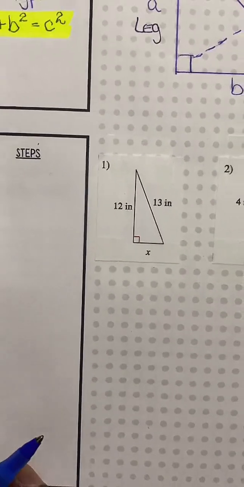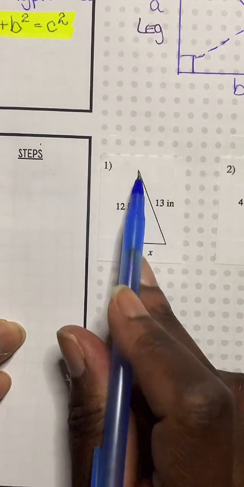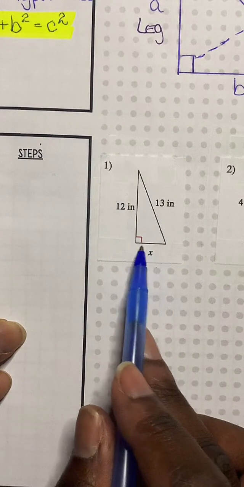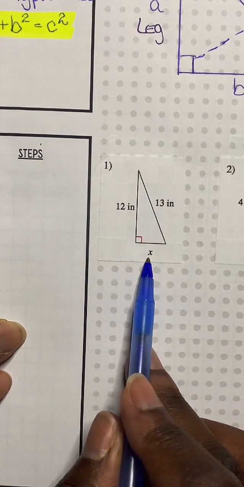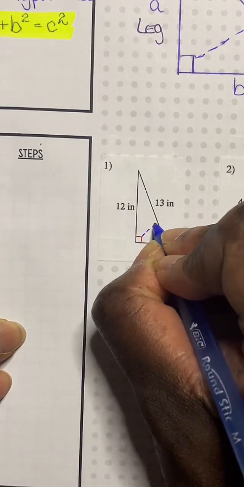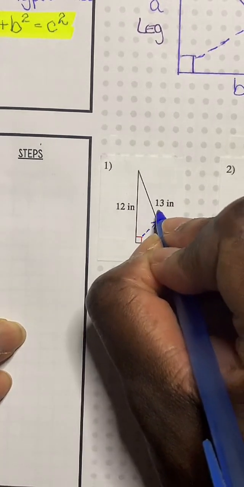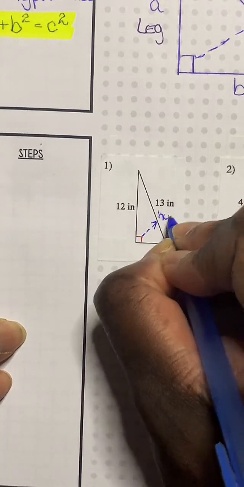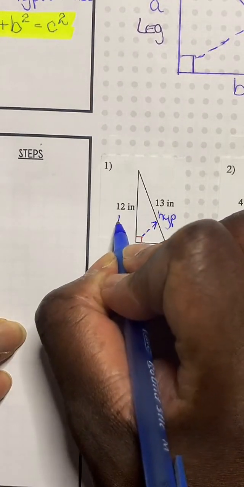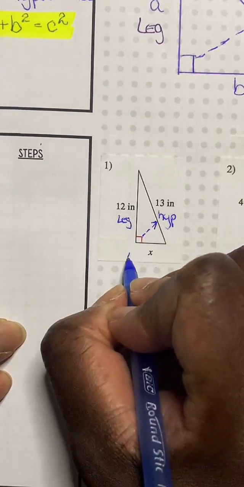So the first thing that we have is 12 inches for one leg, and so many jokes come to mind. Then we have an unknown x for the other, but the side that's directly across from our 90 degrees is going to be our hypotenuse. So I'm going to write HYP for hypotenuse. Then this is going to be one leg, and this is the other.